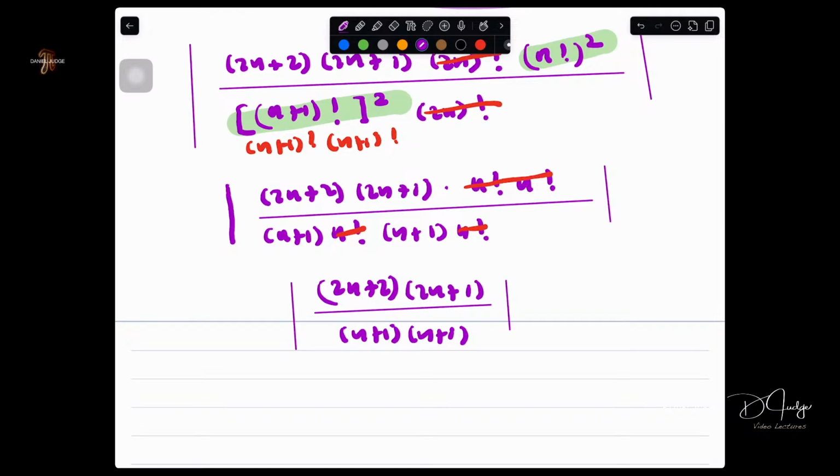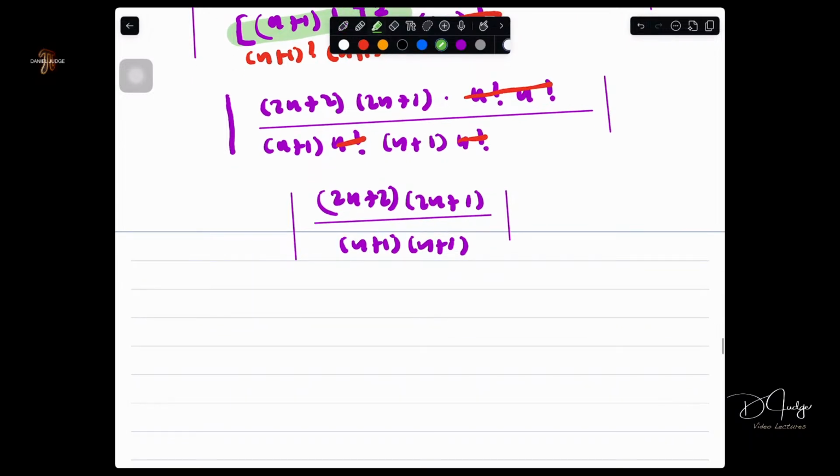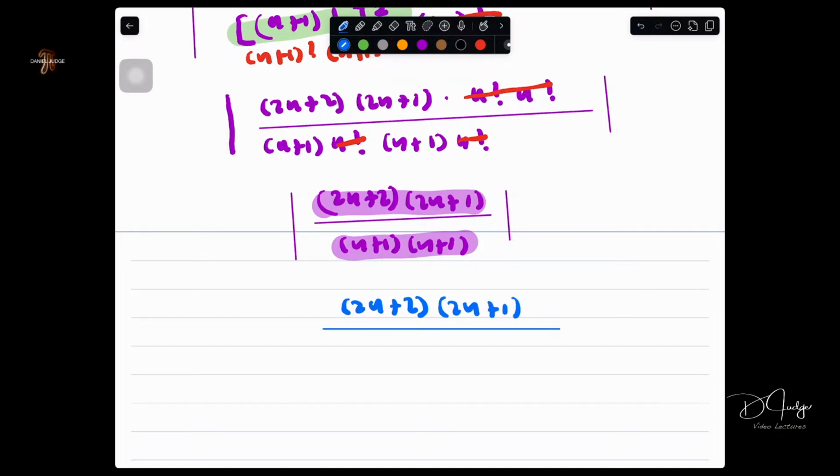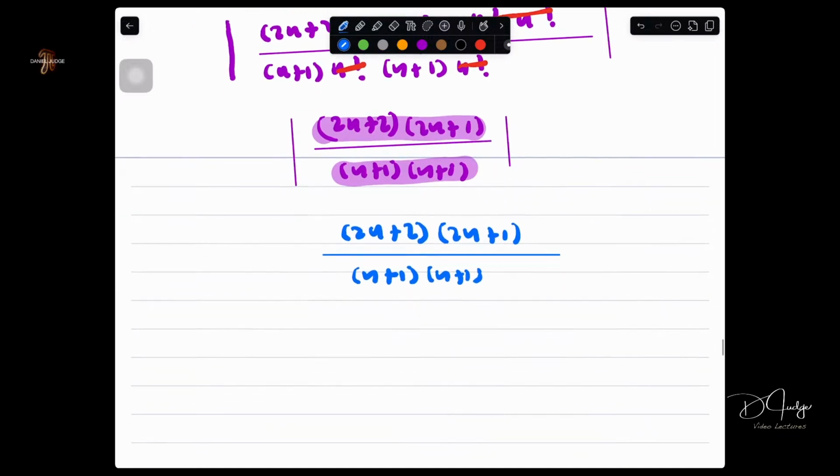All right. So these terms are all positive now. Everything within the absolute value is now positive, so we can get rid of the absolute value. And when we do that, we end up with 2n plus 2, 2n plus 1 over n plus 1 times n plus 1.